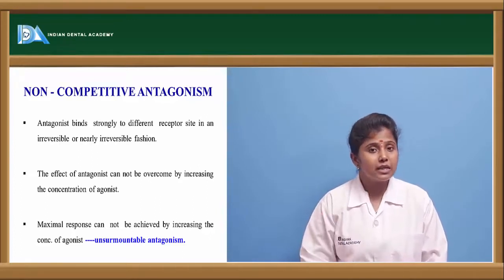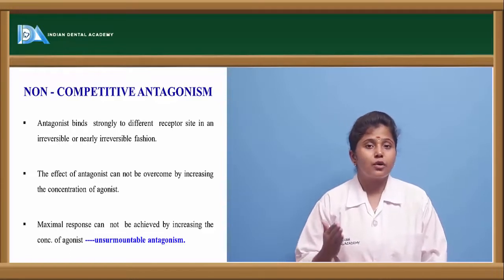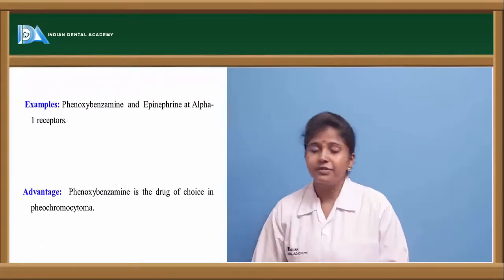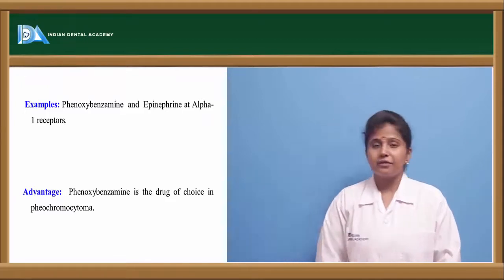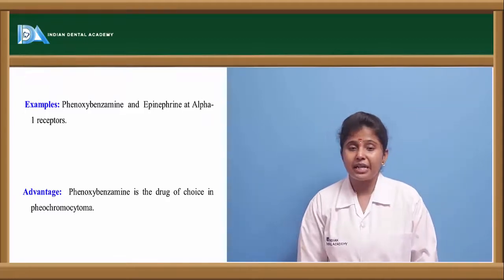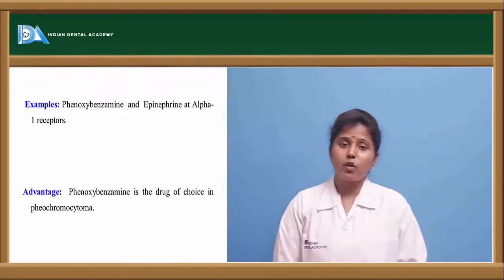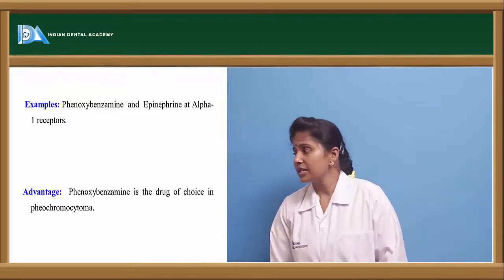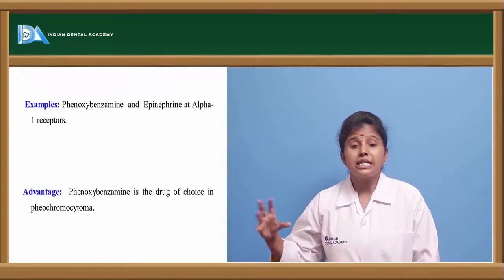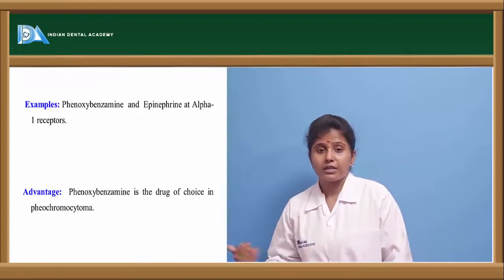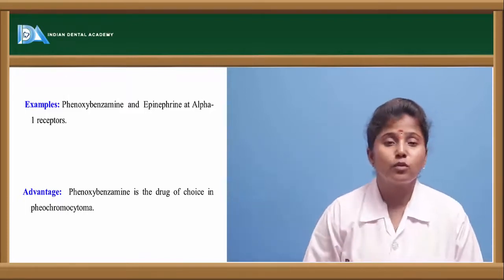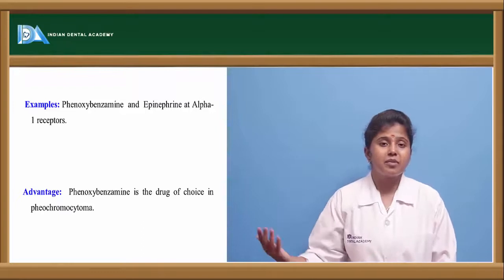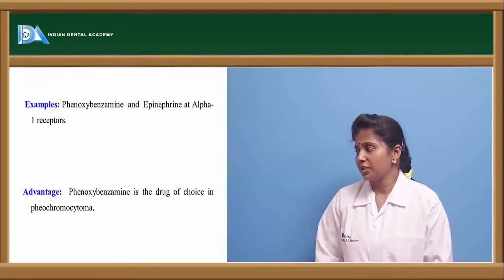So even if we increase the agonist concentration, the action or efficacy of the agonist is not altered, and the action is irreversible. If we see the examples, drugs like phenoxybenzamide and epinephrine at alpha-1 receptors. Phenoxybenzamide binds to alpha-1 receptors, and epinephrine also binds to the alpha-1 receptors, but the action of epinephrine is not observed. The other point is that phenoxybenzamide is the drug of choice in pheochromocytoma. So this is an additional advantage of this drug. In the sense, if we give phenoxybenzamide in pheochromocytoma, it shows better action when compared to epinephrine, and thereby it shows a better effect to treat the pheochromocytoma condition.